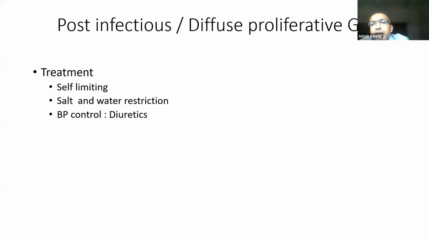anti-streptococcal or post-infectious glomerulonephritis. And his treatment was basically, it's a self-limiting disease. We gave him some small diuretics for his hypertension and advised salt and water restriction. And his blood pressure came under control and he had an excellent recovery, as one expects it to be.